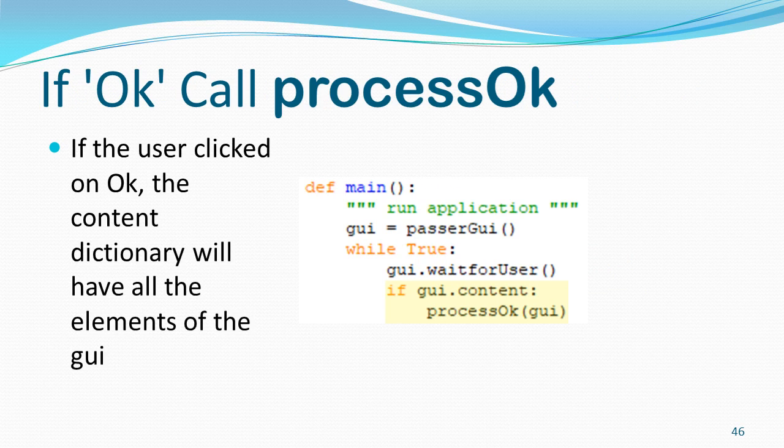Now, if the user clicks on OK, then GUI.content will contain the contents of the GUI. And so if that is positive or true, then we want to run process OK because we know the user clicked on the OK button. And of course, when you call process OK, it has to be indented under the if statement, and the argument has to be the GUI.